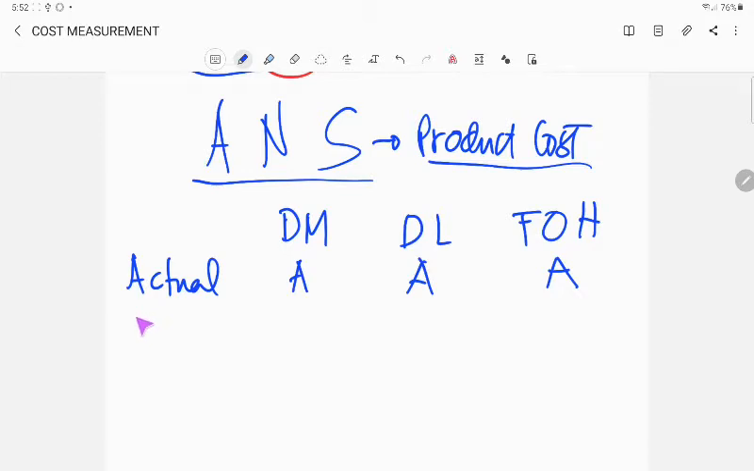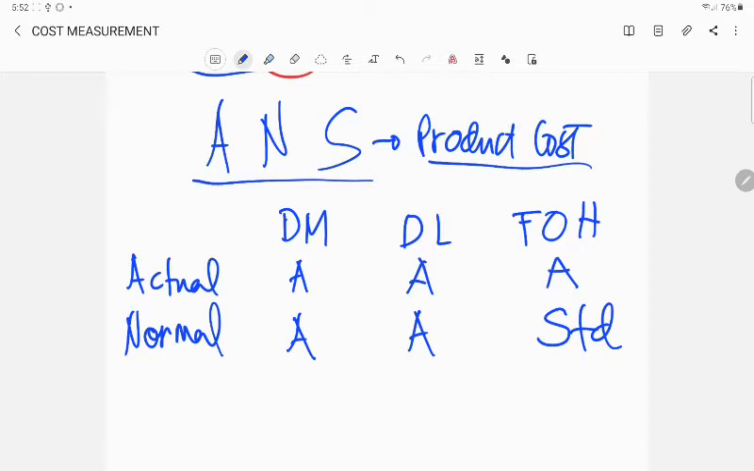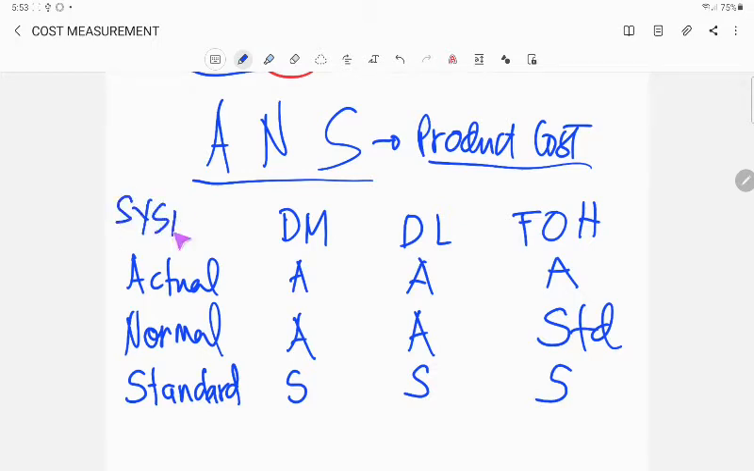Then we have normal costing. This will be actual, then this will be standard. And the standard, do you have any idea what will now be the standard? Direct material will be standard, standard, standard. This is the holistic view of the costing system.